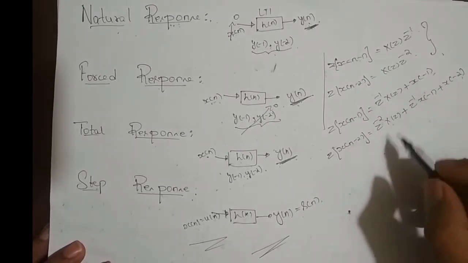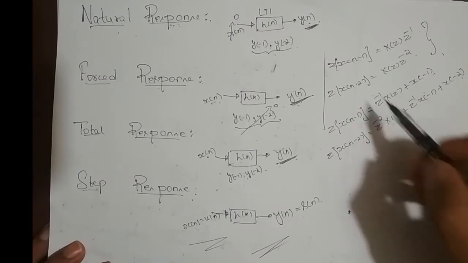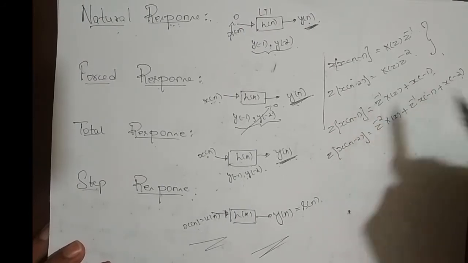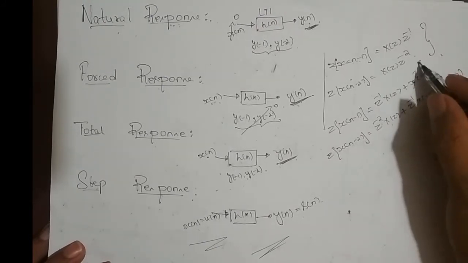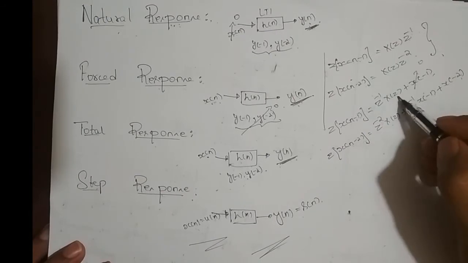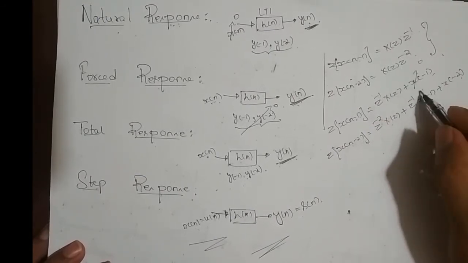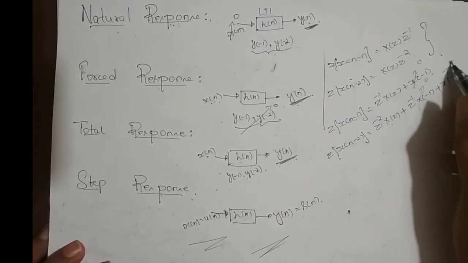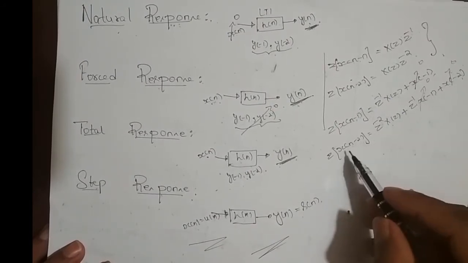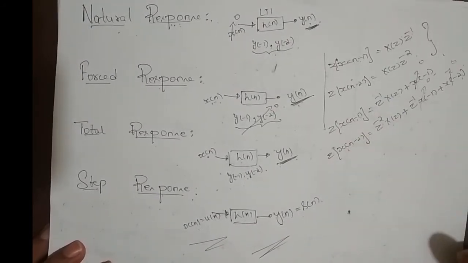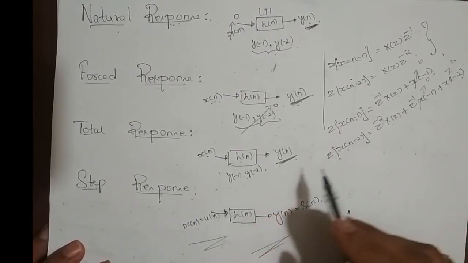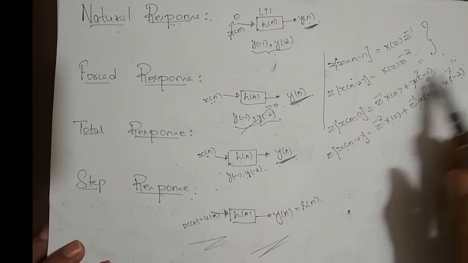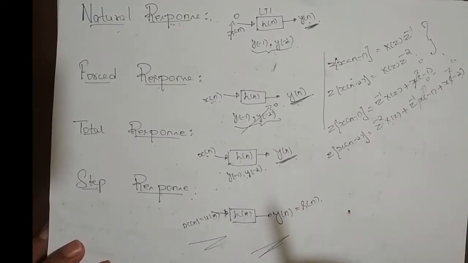Whenever the initial conditions are made 0, the unilateral Z transform and bilateral Z transform will be the same. See, x of minus 1 is an initial condition. If I make this 0, then both are the same. Here x of minus 1 and x of minus 2 are initial conditions. If these two are made 0, the unilateral and bilateral Z transforms will be the same. So in the problem, if they give you the initial conditions, you take the unilateral Z transform. If they don't give you the initial conditions, you take the bilateral Z transform.